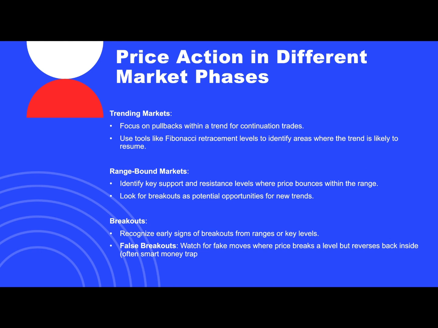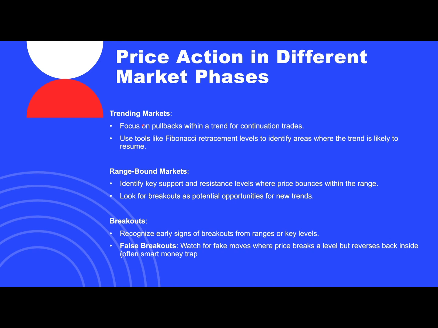In trending markets, focus on trading pullbacks. We focus on pullbacks to take continuation trades. And I told you this is the type of market we're going to be focusing on trading majorly. Whenever the market is bullish, we're looking at how to capture this particular pullback and take a buy from this pullback. That is what we call focusing on pullbacks to trade trend continuations.